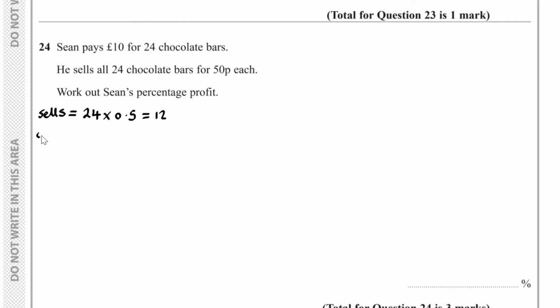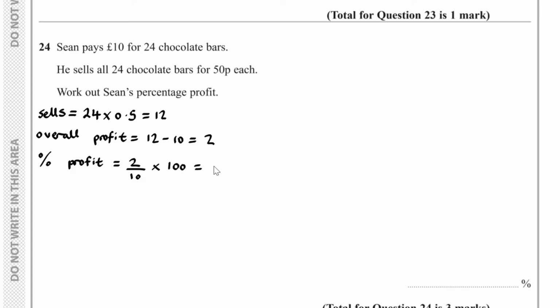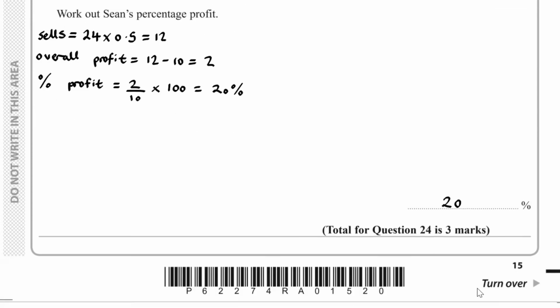And therefore the overall profit, that's going to equal 12 take away 10, which is 2. And therefore the percentage profit, that's going to equal 2 over 10 multiplied by 100, which is 20%. So we have 20% as our percentage profit.